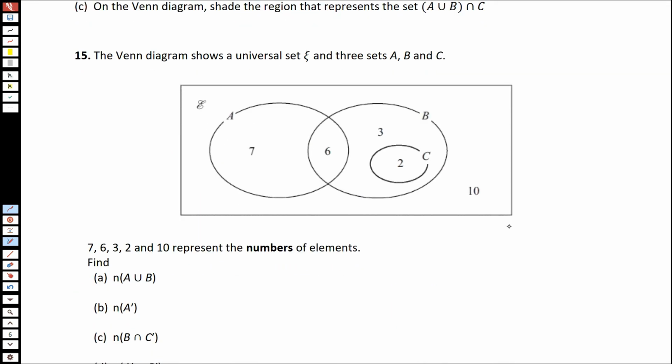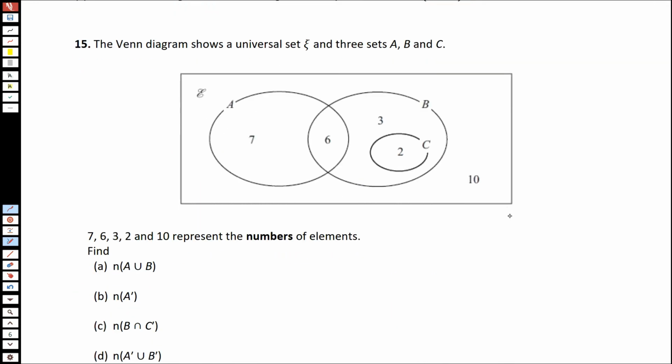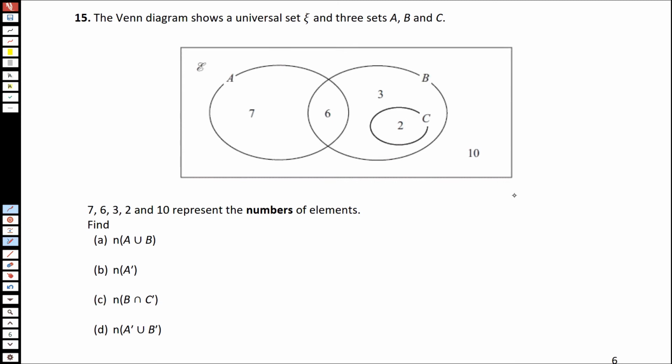Okay, moving on to number 15. The Venn diagram shows the universal set and 3 sets. So the first question is to find the number of elements in A or B. So A or B will just basically be this circle and this circle, and you're combining this. So that will be 7 plus 6 plus 3 plus 2, which will be equal to 18.